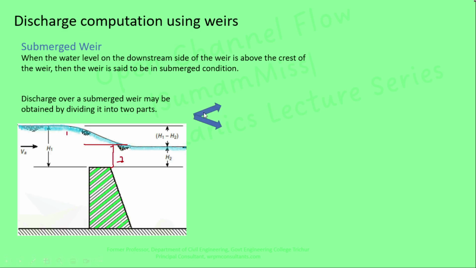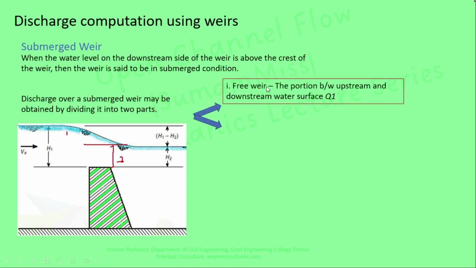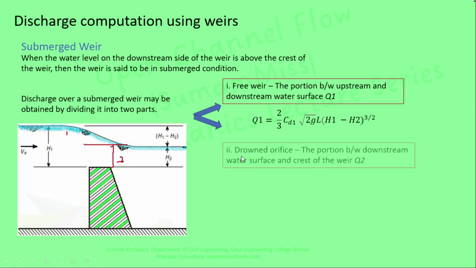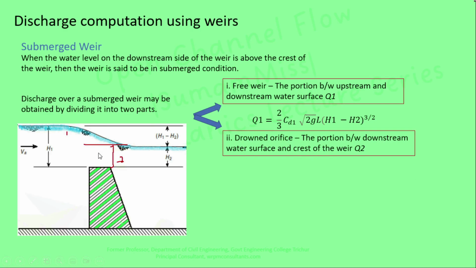So Q1, the discharge corresponding to the free weir, where we consider the portion between the upstream and downstream water level, is Q1 equal to 2/3 CD root of 2g into L into (H1 minus H2) raised to 3 by 2. This is the head of water available just upstream of this weir. And for the second portion, the flow area is equal to L into H2, and velocity depends upon the level difference between the upstream and downstream water level.